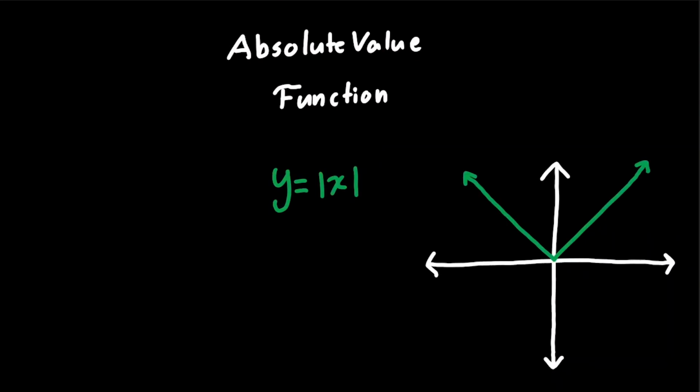Up next, we have the absolute value function. It's represented by the equation y is equal to the absolute value of x. That's what these bars mean. Its graph looks like a big V, making sure that for the parent function, all the values are above the x-axis, since you want all the y values to be positive.